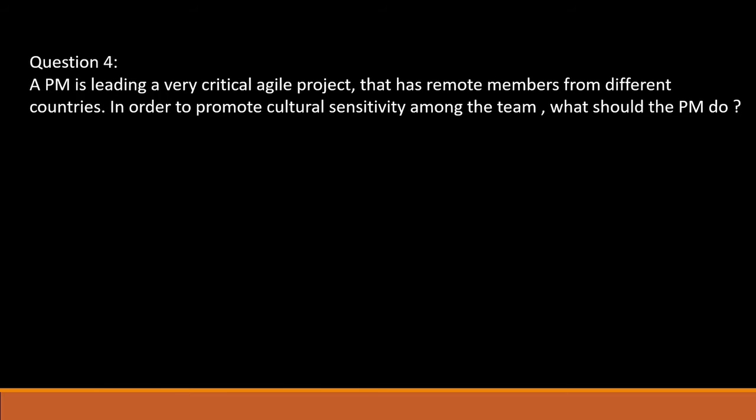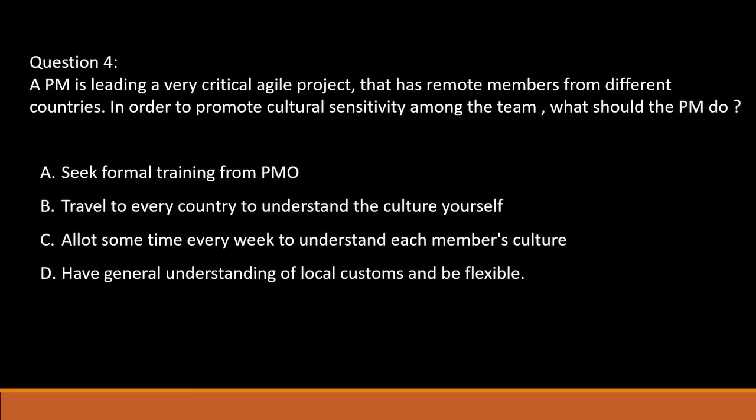Question number 4. A PM is leading a very critical agile project that has remote members from different countries. In order to promote cultural sensitivity among the team, what should the PM do? The options are: A, seek formal training from PMO, B, travel to every country to understand the culture yourself, C, allot some time every week to understand each member's culture, or option D, have general understanding of local customs and be flexible.